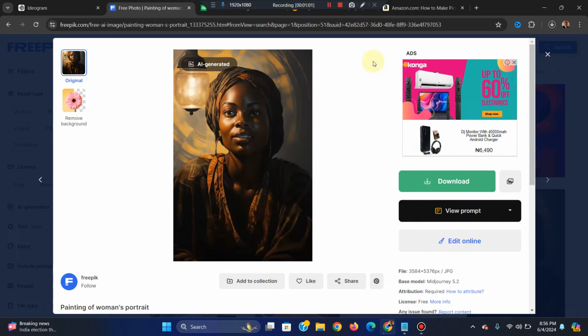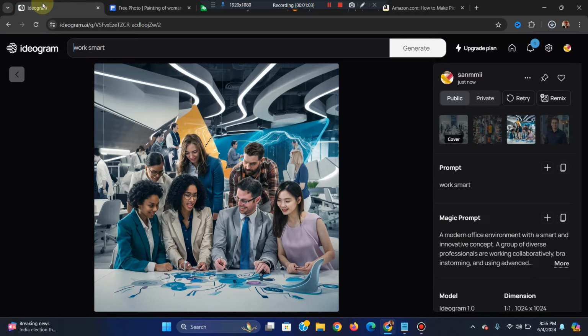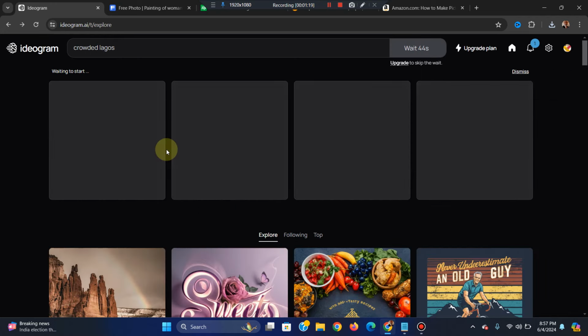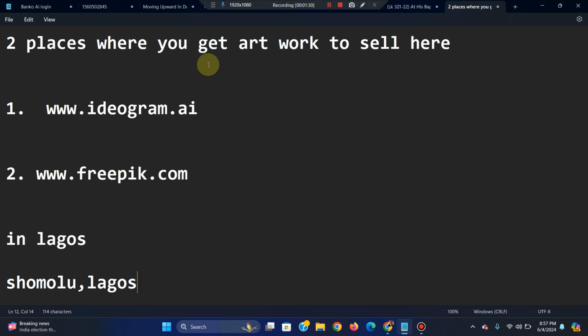And the moment you download the image, you can also use this place called Ideogram. Let me say Lagos Crowd or Crowded Lagos. Let me use something like that. Crowded Lagos. So let's see the result of Crowded Lagos. The moment you put that, it's expected to give you a result. So these are the two places where you can get the idea from, Ideogram and Freepik.